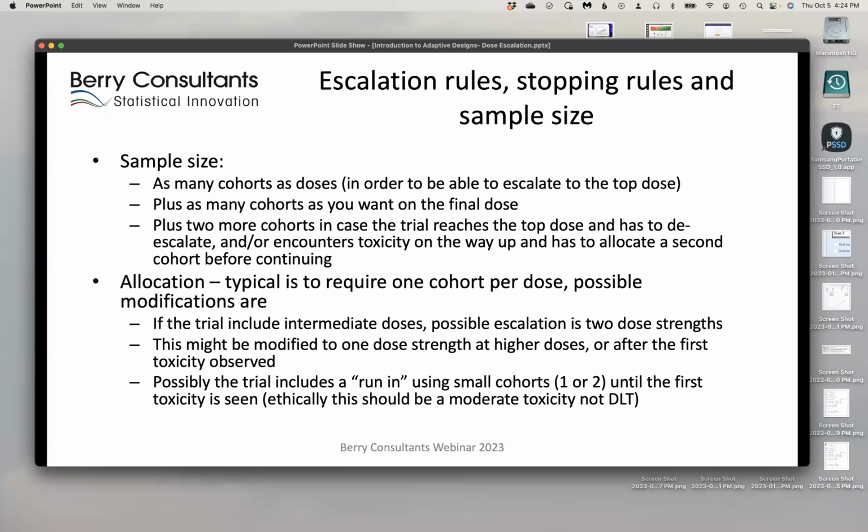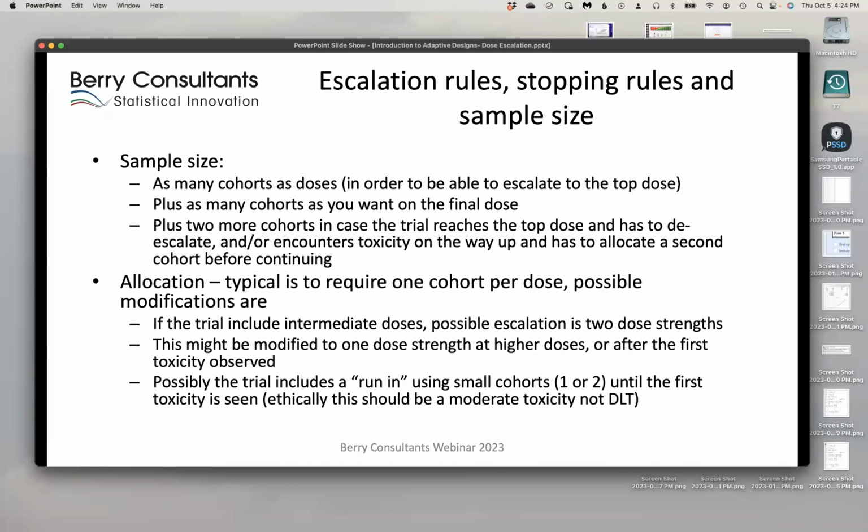What about our sample size, our escalation, and our stopping rules? Okay, the first rule of thumb is you're clearly going to need as many cohorts as doses you're testing in order to be able to get to the top dose. You also need additional cohorts on top of that to reach the maximum number of cohorts you want on the selected dose at the very end. Plus, you may need another couple of cohorts in case on the way up to the top, a toxicity is seen and a second cohort is required on that dose before it's clear we can escalate beyond it.